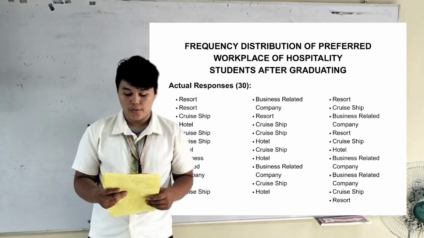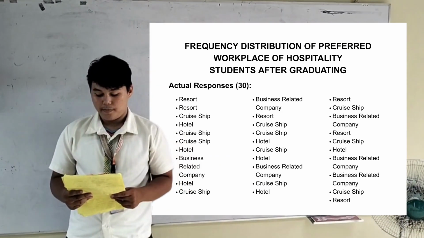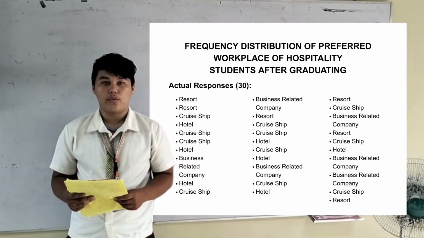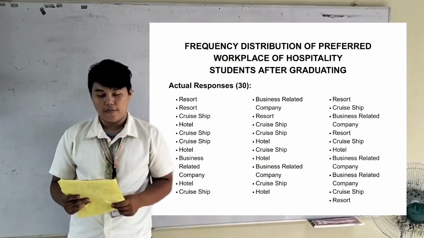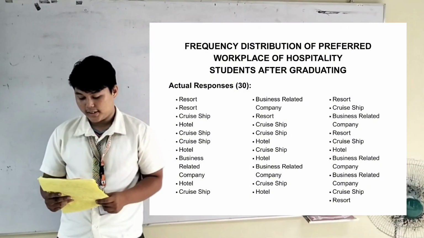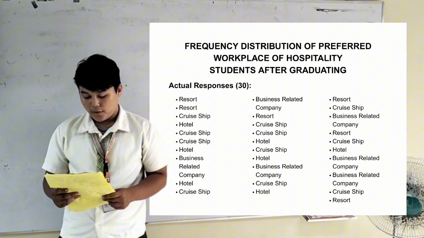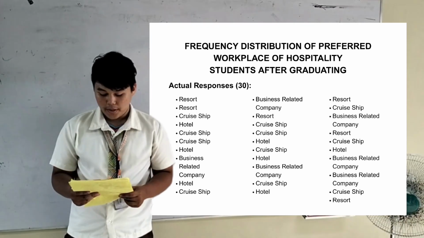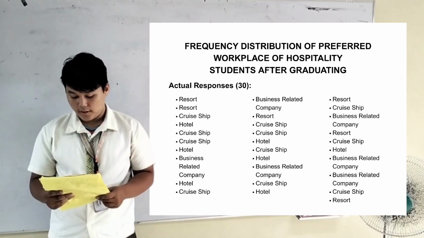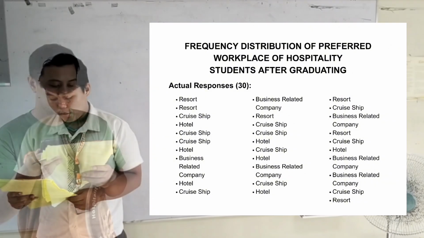21 is resort, 22 cruise ship, 23 business related company, 24 resort, 25 cruise ship, 26 hotel, 27 business related company, 28 business related company, 29 cruise ship, and 30, the last one, is resort.